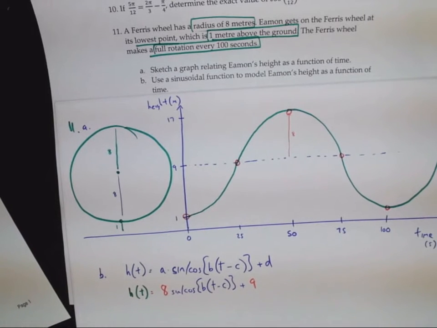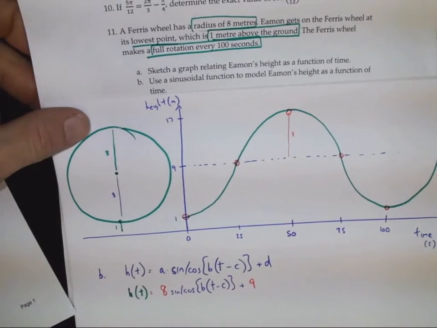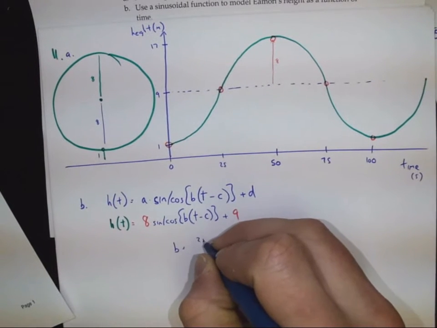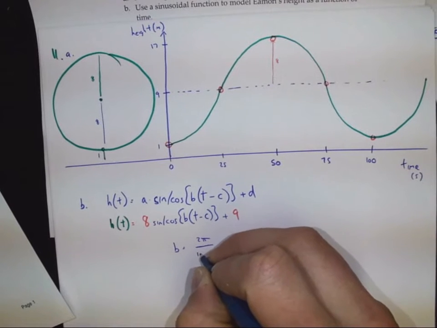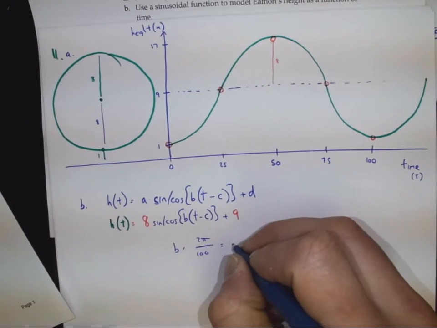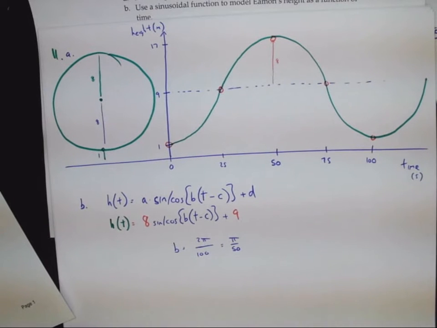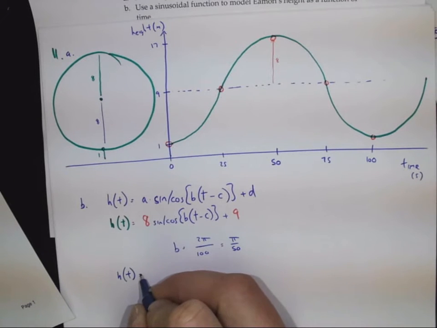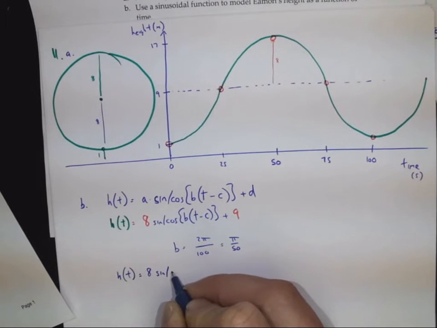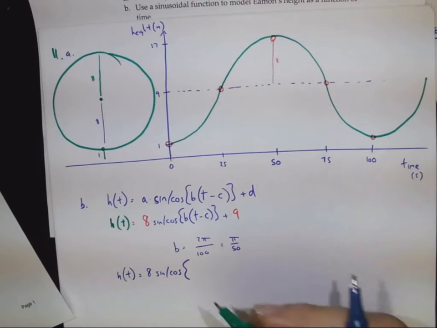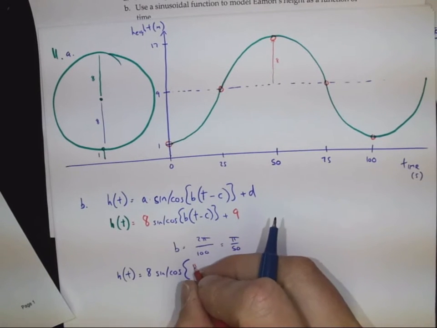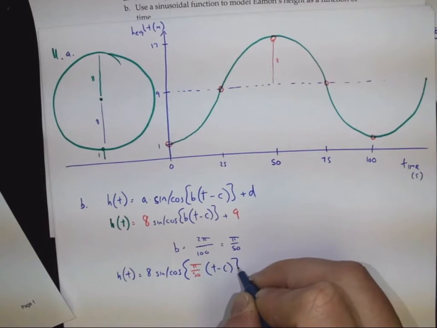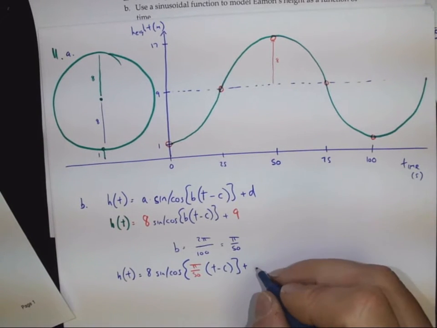All right. Maybe the next easiest thing to do is to find a period. Or pardon me, our b value, which is always 2 pi over our period, which is 100. So that means b is pi over 50. So we'll write that in. h of t equals 8 sine cosine pi over 50, t take away c, plus 9.